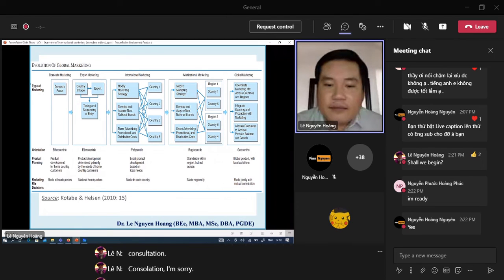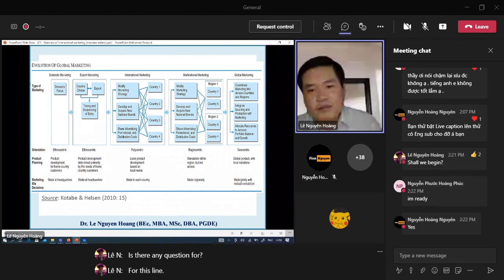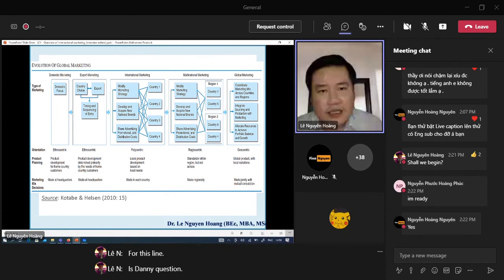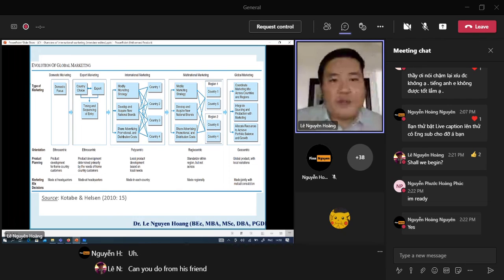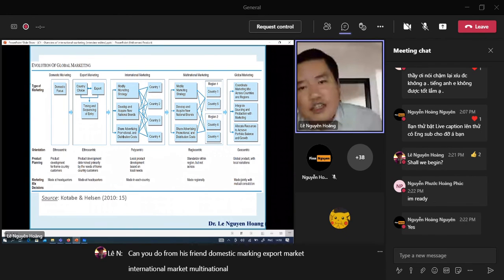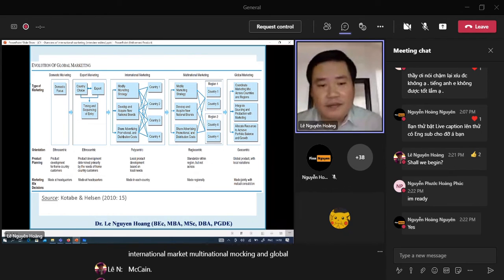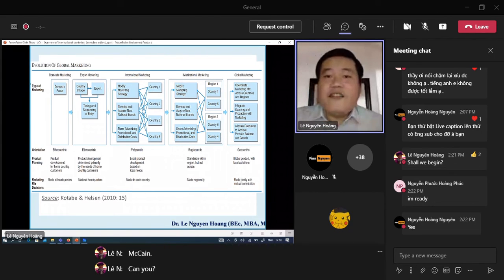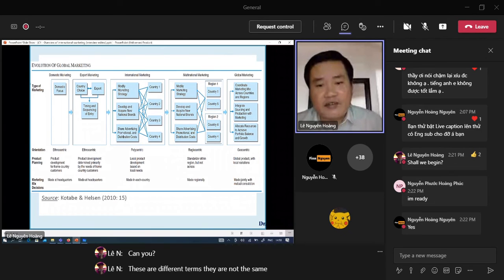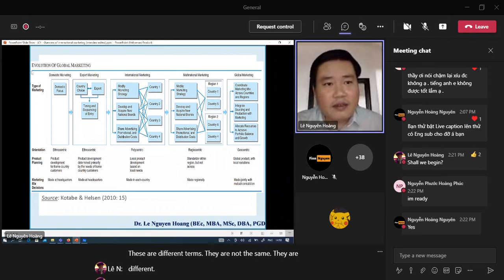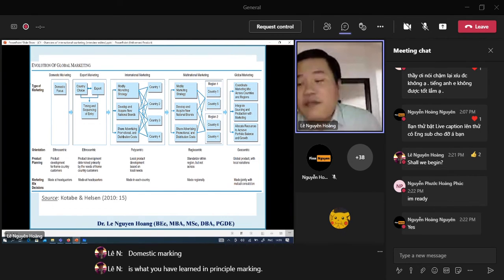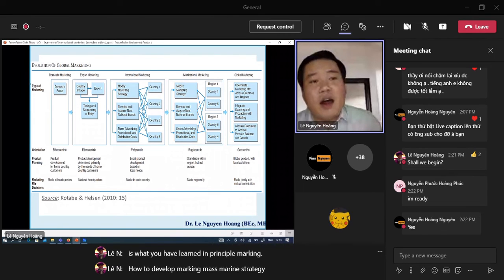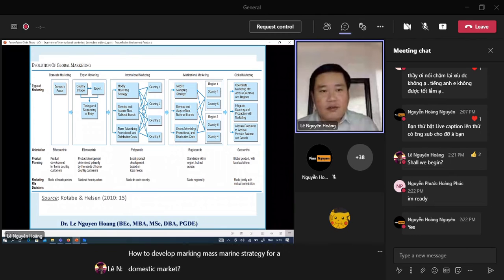So, is there any question for this slide? Is there any question? Can you differentiate between domestic marketing, export marketing, international marketing, multinational marketing, and global marketing? These are different terms. They are not the same. Domestic marketing is what you have learned in principles of marketing: how to develop marketing strategy for a domestic market.